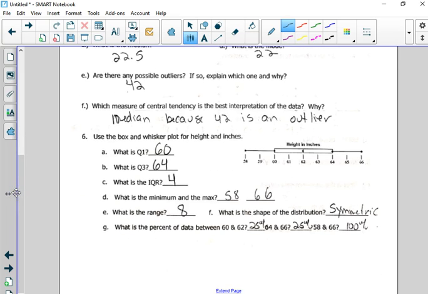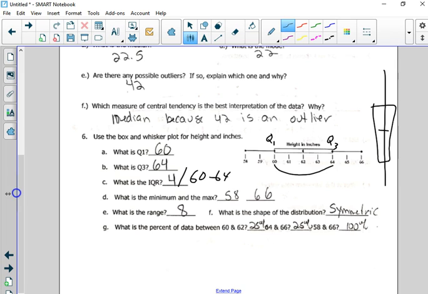Okay, looking at the box and whisker plot, and remember, this could be written like this. It could also be written like that. So it can be horizontal or vertical. What's Q1? Okay, Q1 is right here. It's the first line of the box, 60. Q3 is this right here. The IQR is from here to here. So remember, you can write 4 or you can write 60 to 64. Either answer is acceptable. What's the minimum and maximum? Well, the minimum is down here, and the maximum is up here.